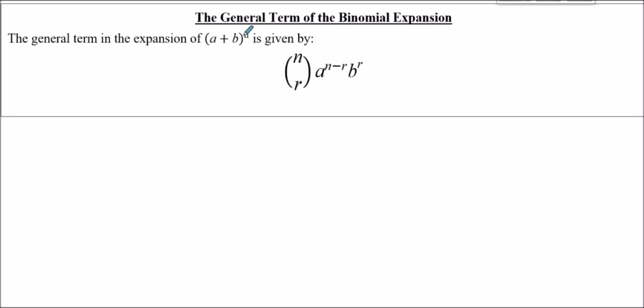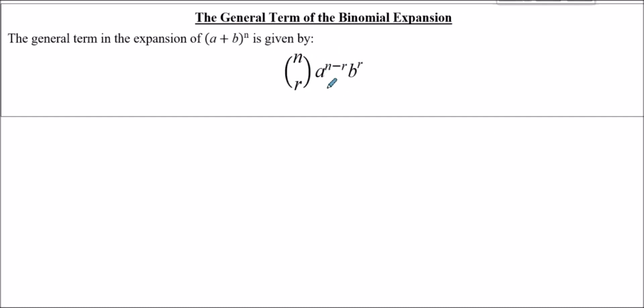We may, of course, be asked for just one particular term from an expansion of a bracket including 2 terms. So we might have a question where we don't actually need to work out the full expansion or the first 3, 4, 5 terms, whatever, but just one particular term. And the good news is there is a way we can work this out, and there is a general pattern. So the general term in the expansion of a plus b to the power n is given by this expression here.